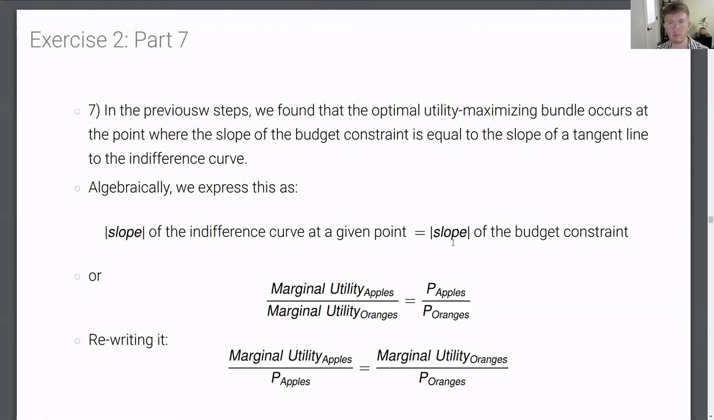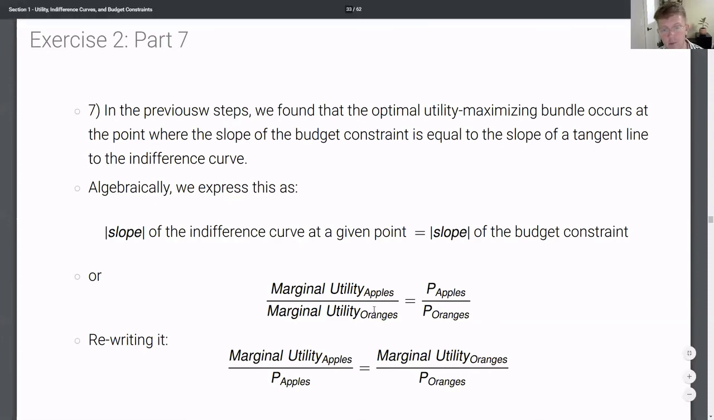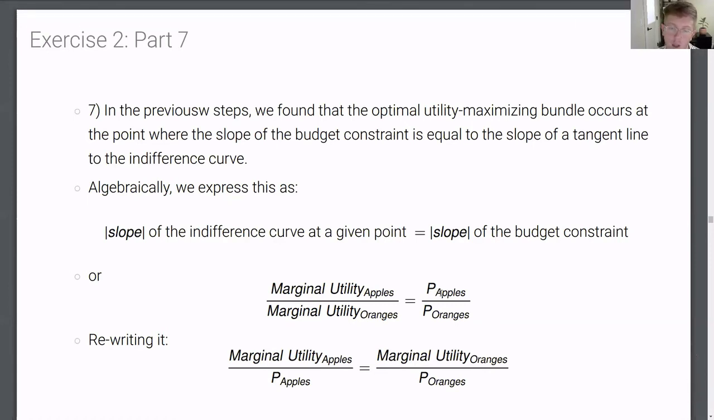So in the previous steps, we found the optimal utility maximizing bundle is going to occur at the point where the slope of the budget constraint is equal to the slope of the tangent line to the indifference curve. So algebraically, what we're going to express this as is that the slope of the indifference curve at a given point has to be equal to the slope of the budget constraint, or that the marginal utility of apples over the marginal utility of oranges has to be equal to the ratio of the prices of apples and oranges.